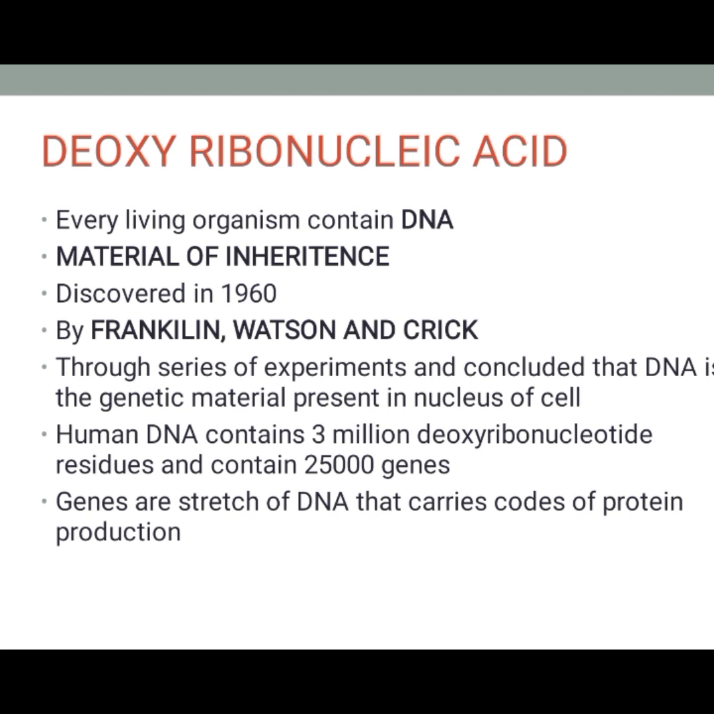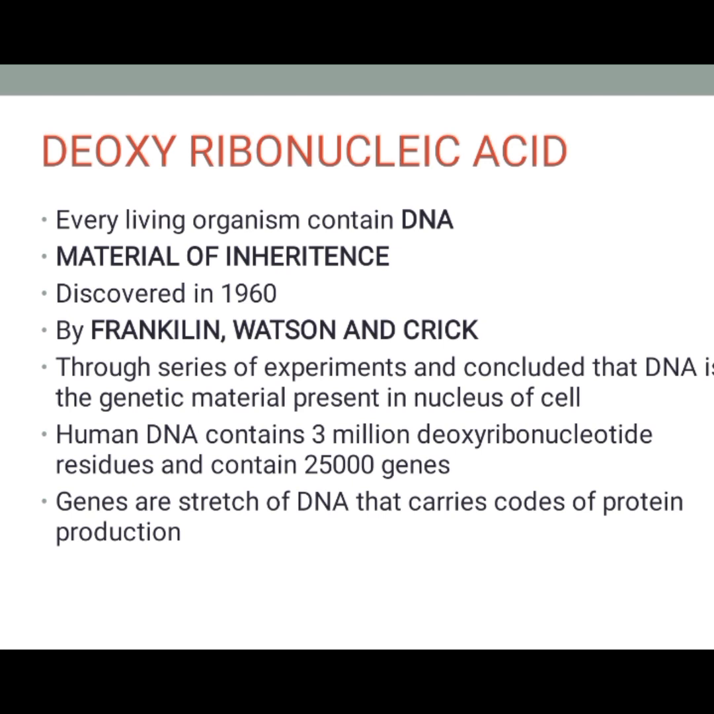So we'll see in detail what DNA is. Every living organism contains DNA. It is the material of inheritance and it was discovered in 1960 by Franklin, Watson and Crick. And if you see DNA, it has a double-stranded structure. This double-stranded structure was proposed by Watson and Crick, and they got the Nobel Prize for their discovery of the structure of DNA. So it is very famous.